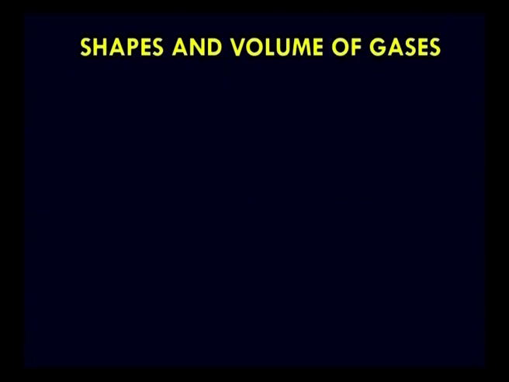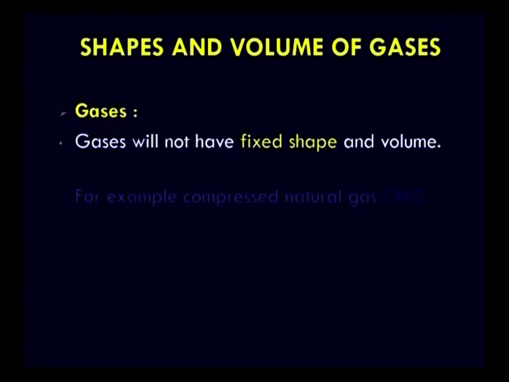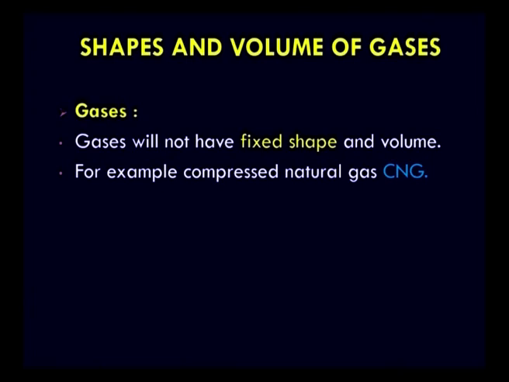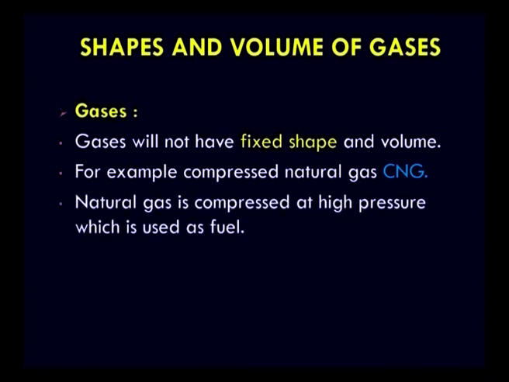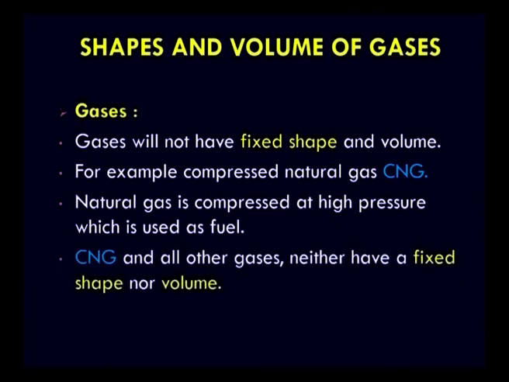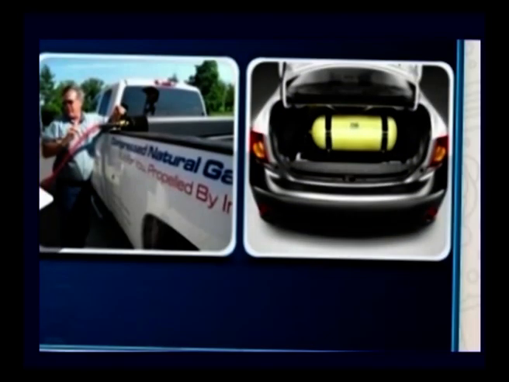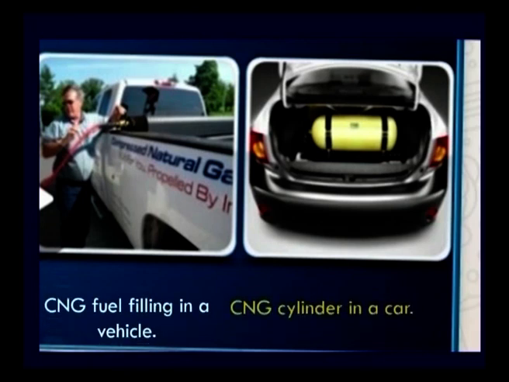Now, let us observe the shape and volume of gases. Gases will not have fixed shape and volume. For example, compressed natural gas, CNG. Natural gas is compressed at high pressure, which is used as fuel. CNG and all other gases neither have fixed shape nor volume. Children, observe the picture. CNG fuel filling in a vehicle, CNG cylinder in a car.